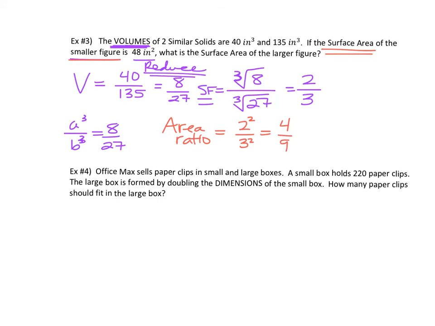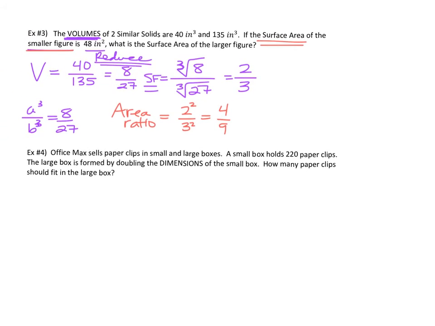Now we can set up a proportion. So our proportion is going to say 4 over 9 equals something over something. And look at what they told us. The smaller figure has an area of 48 square inches. So does that go on top or on bottom here if it's the smaller figure? It's going to go on top, right? Because the smaller over here is on top. So we're going to put an x here, and we're going to cross multiply.